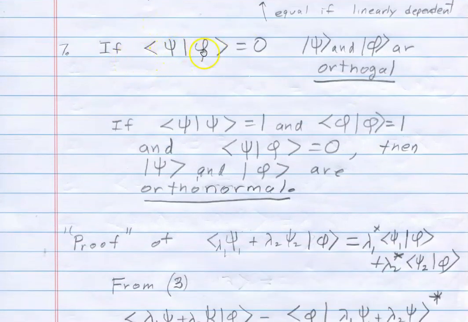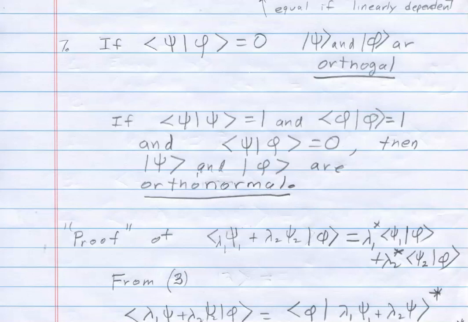If this bracket between psi and phi vanishes, then we say that psi and phi are orthogonal to each other. On the other hand, if the bracket of psi and phi is equal to 0, and at the same time the bracket of psi with itself is 1 and the bracket of phi with itself is 1, then we say that psi and phi are orthonormal to each other. So that pretty much carries through.